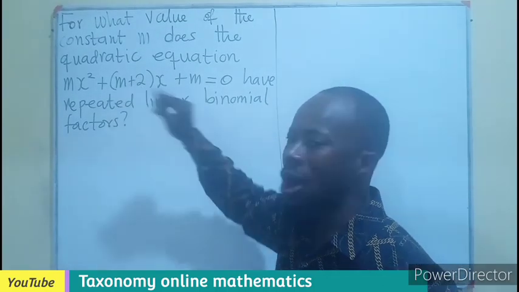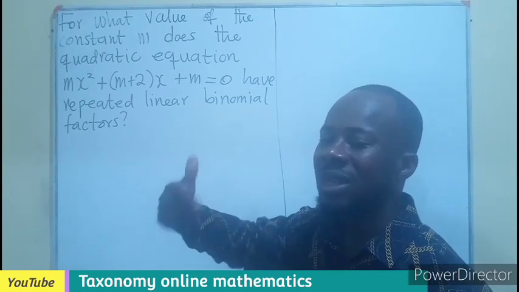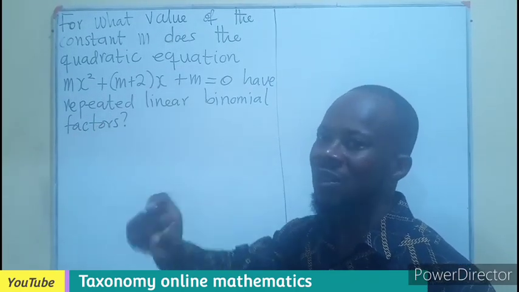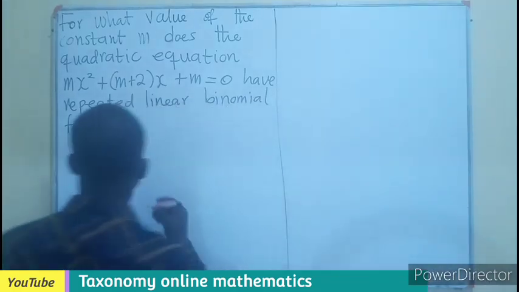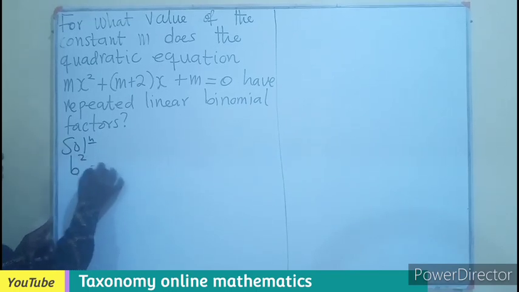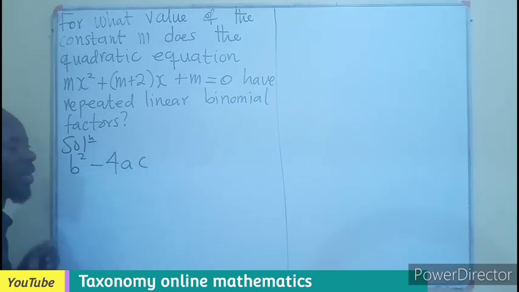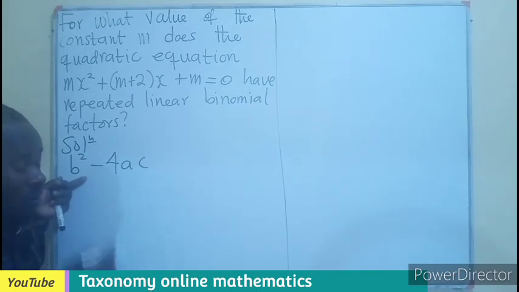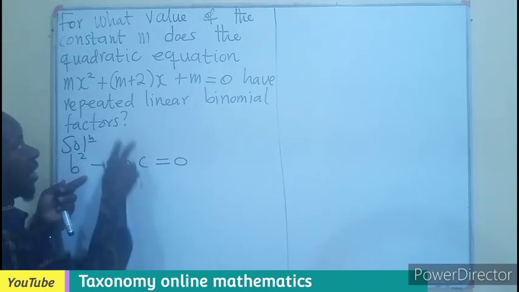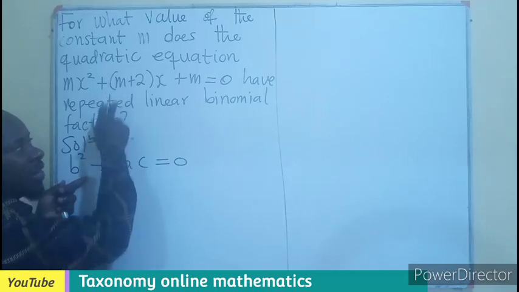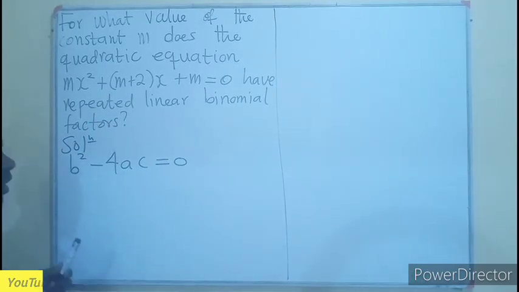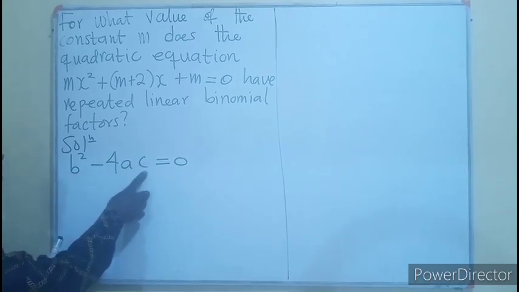For any quadratic equation to have repeated linear binomial factors, it means the discriminant must be 0. We know that b squared minus 4ac is the discriminant of a quadratic equation. If this is equal to 0, then we can say that this particular equation has repeated linear binomial factors. Now, what do the b, a and c stand for?